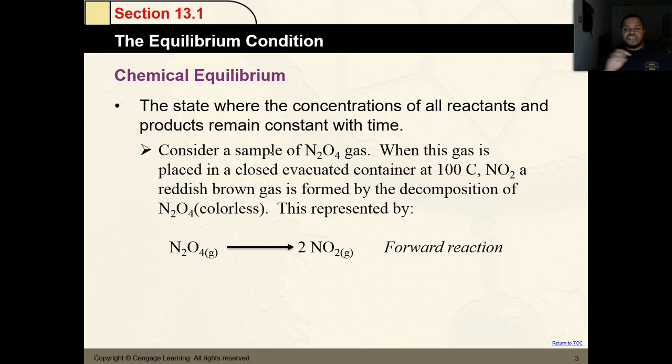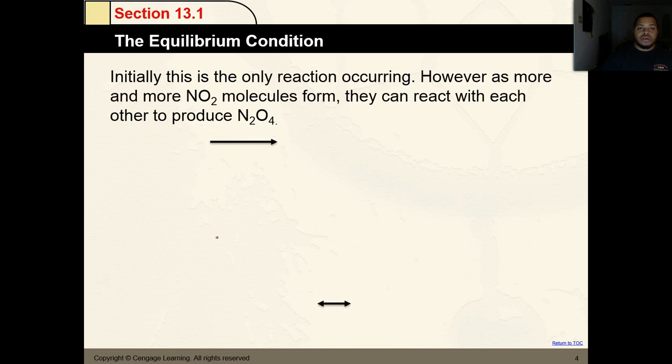Consider we have dinitrogen tetroxide gas. Now, when it's placed in a closed container that's been turned into a vacuum, we've gotten all the other gas out, at 100 degrees Celsius, then we're going to start to see nitrogen dioxide form. Now, there's a reddish brown gas, and it actually is formed by decomposing the dinitrogen tetroxide. This is the normal reaction that we're used to seeing, and this is what we call the forward reaction. Okay, now as that reaction goes, this is the only thing that's usually happening.